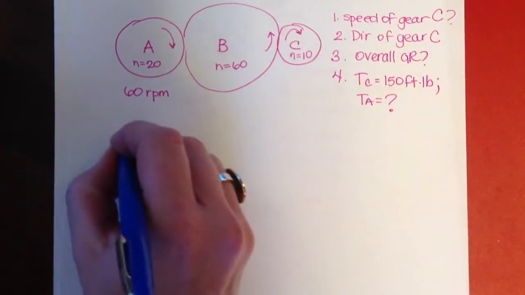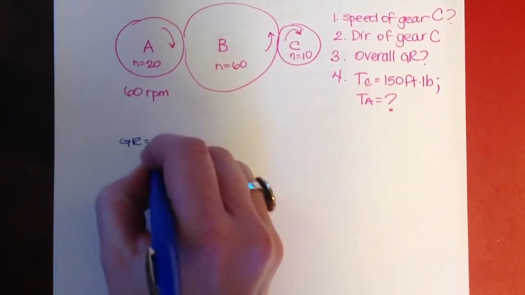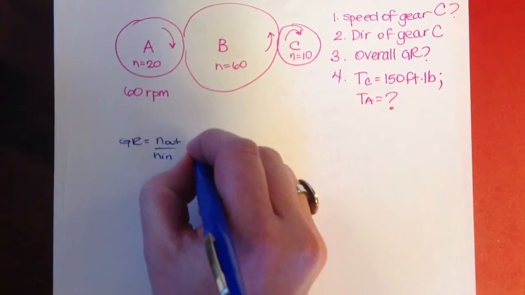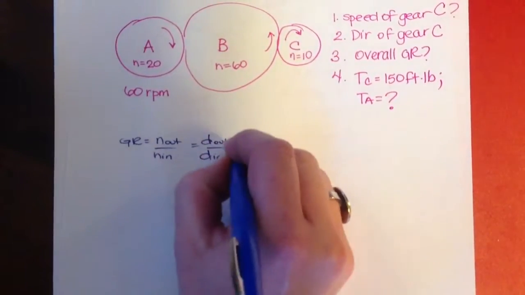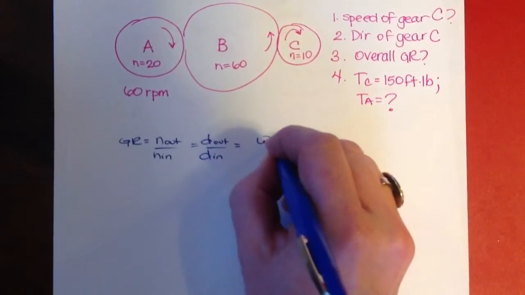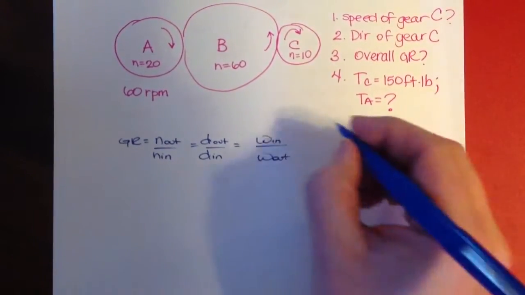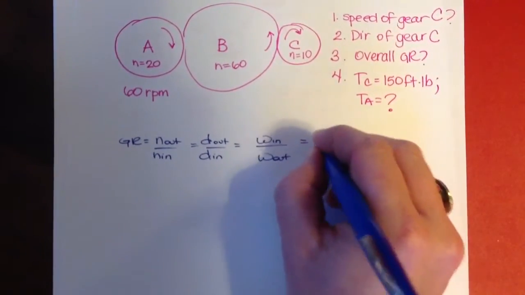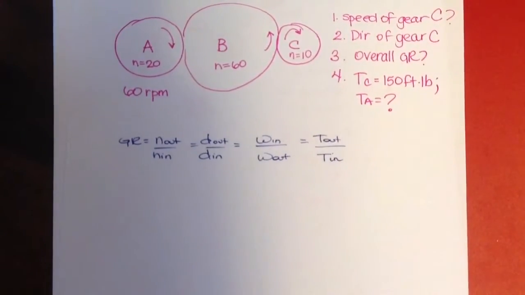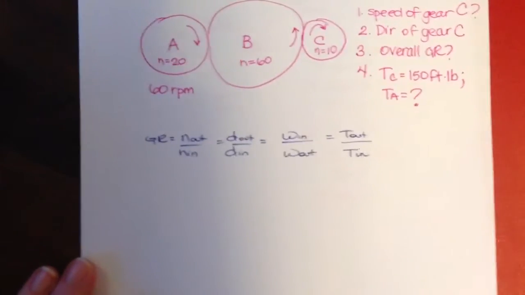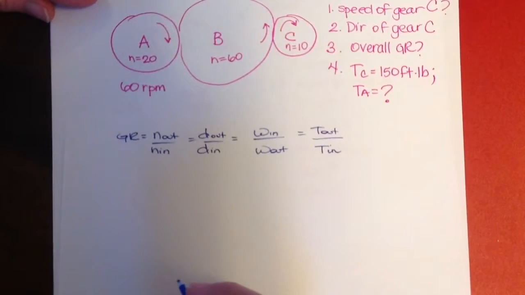So the gear ratio is equal to N out over N in, which is also the same ratio as D out over D in, or it's also equal to omega in over omega out for angular speed, or T out over T in. Okay, and so when we begin to do this calculation, let's look at what is the speed of gear C.